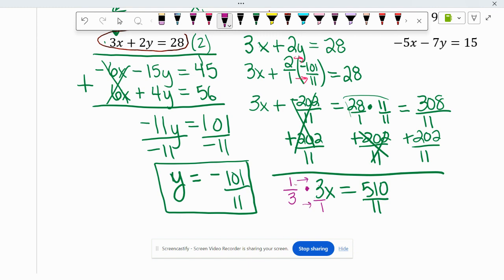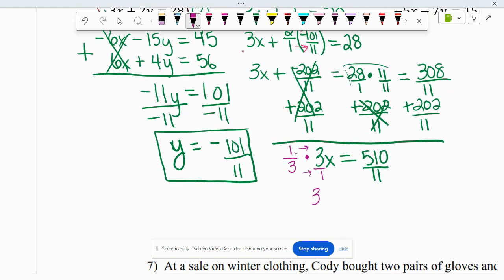1 times 3 is 3. And 3 times 1 is 3, and what is 3 over 3? 1. So that gives me my 1x, which is what I want. So if I'm going to multiply the left side by 1/3, I have to multiply the other side by 1/3. So 1x equals, well, let's see, 510 times 1 is 510. 11 times 3 is 33. Put that into your calculator, please, and thank you.